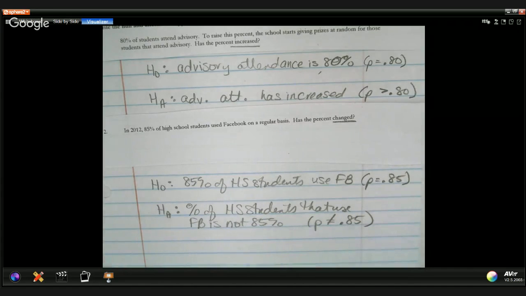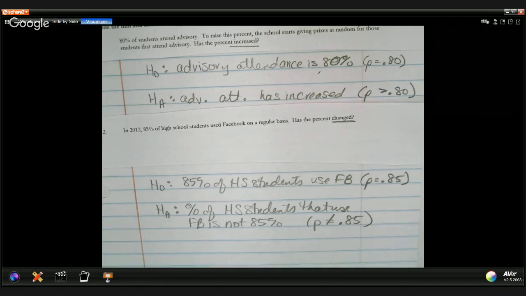And so that means my P does not equal 0.85. Okay. And so that's all we had to do for our null and our alternative hypothesis. Remember, your null stays the same, and it's your alternative that you change.